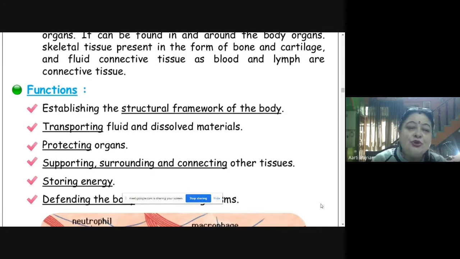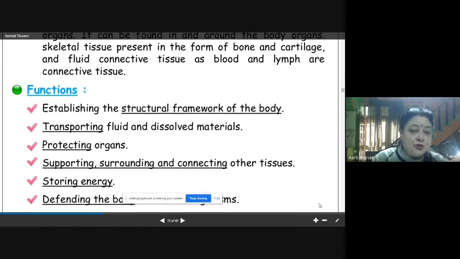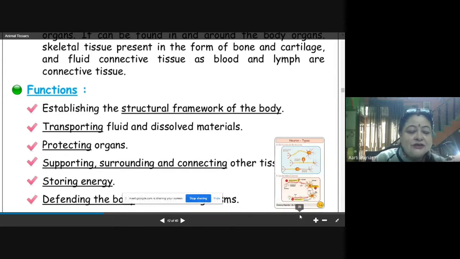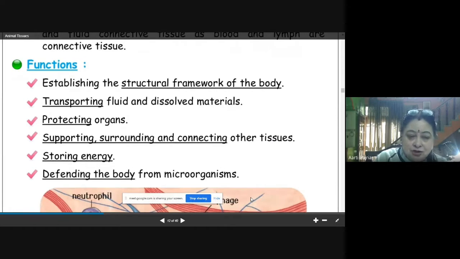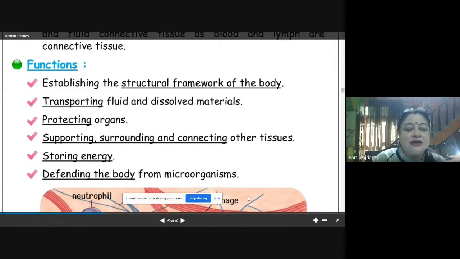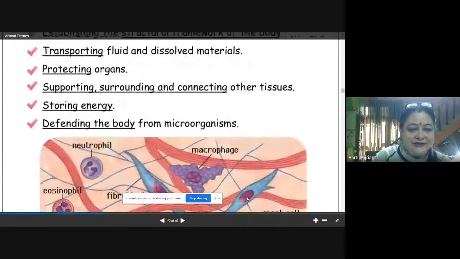Then they are also protecting organs. They are supporting and surrounding other tissues, and they are storing energy also. There is one connective tissue called adipose tissue, which is present below the skin, and it stores fat. So it is storing the energy. And they defend the body from microorganisms, because lymph is also one kind of connective tissue, and they are there for the defense mechanism.